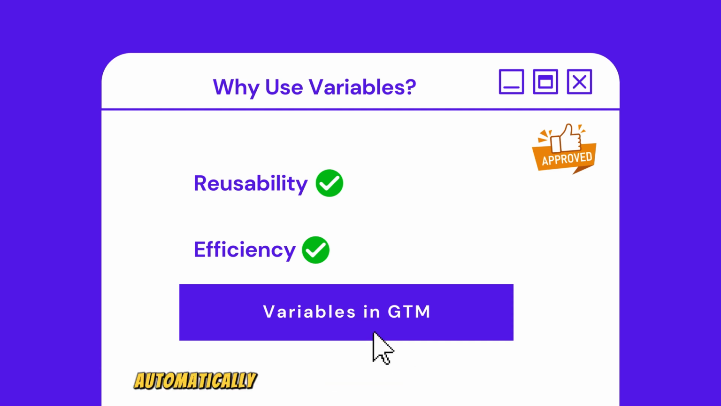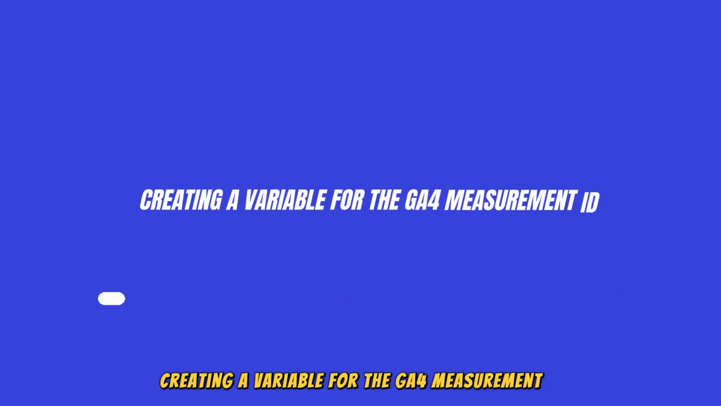GTM will automatically apply the updated value to all the tags using that variable. Imagine you're writing a book and decide to use placeholders like protagonist name for the main character's name. If the name changes later, you only need to update it in one place instead of going through the entire book.